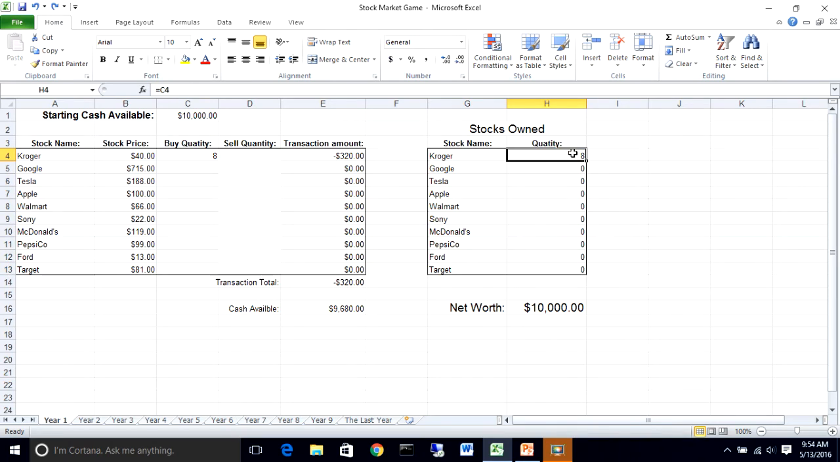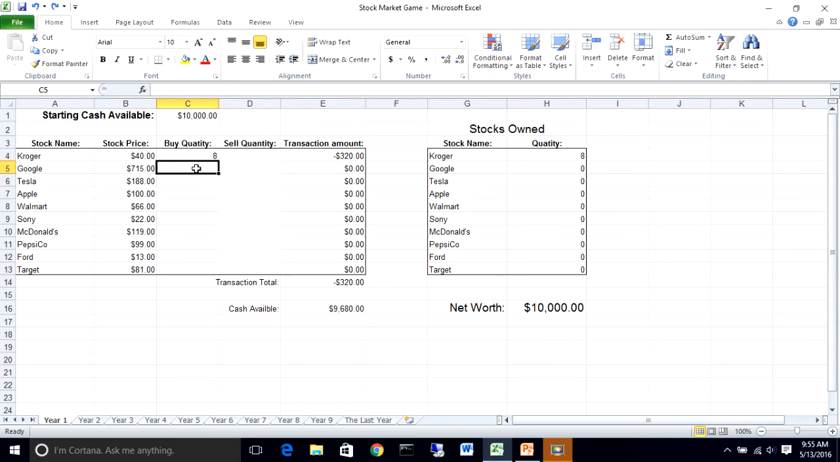I also have all of my stocks owned right over here. So of my Kroger, now I own 8 because I just bought 8. But maybe next round I sell 3, this would then become 5. Again, this is a formula of how much I have going on here. In the future, you'll see all these numbers change, and it keeps track of it all for me. So the only thing you need to be ever changing is just these two columns right here. How much are you buying? How much are you selling?